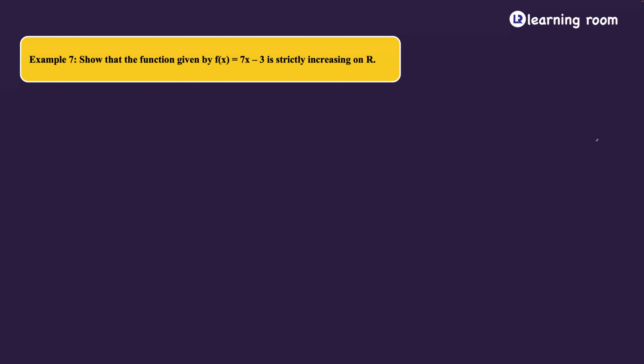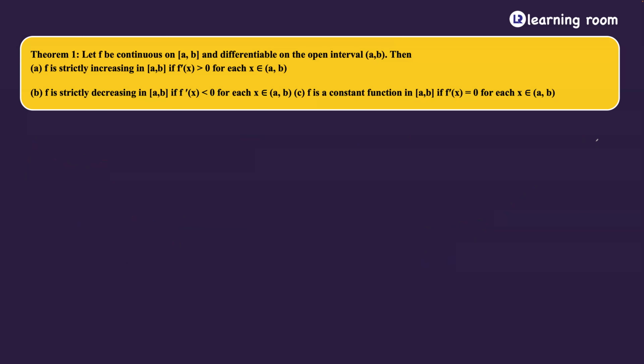It's a repeated question. This is what the theorem says. Listen. Theorem 1 says, let f be a continuous function on the closed interval a to b and differentiable on the open interval a comma b. Meaning it is not differentiable at a and b. Except the endpoints, it is differentiable everywhere.